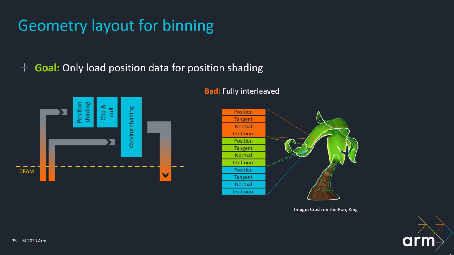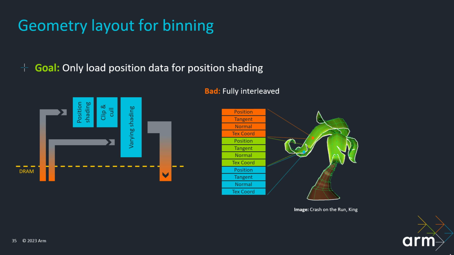So most vendors, this isn't just Mali, will do some kind of position shading first to compute where the triangles are on screen, put that through clipping, culling and binning, and then only for the visible vertices run the varying shading, the rest of the vertex shader for the things that aren't position. And then that data gets written back to memory.